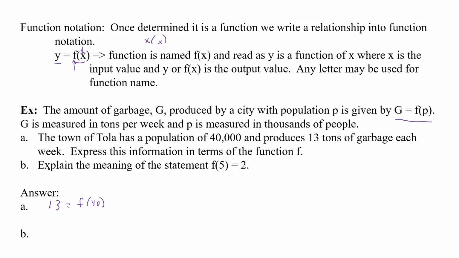Now part B says, explain the meaning of the statement f of 5 is equal to 2. All right, well, what does that mean? Well, here 2, remember, is going to be tons of trash per week, and 5 is going to be in thousands of people. So it's going to say 5,000 people produce 2 tons of garbage per week. Okay, and so that's the interpretation of f of 5 equals 2. So we're having 5,000 people and they produce 2 tons of garbage.